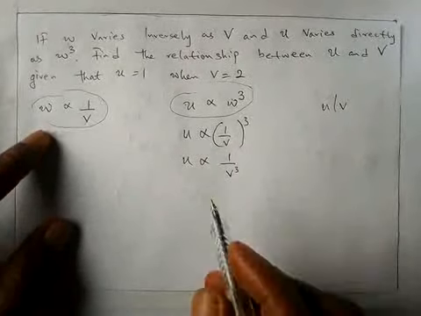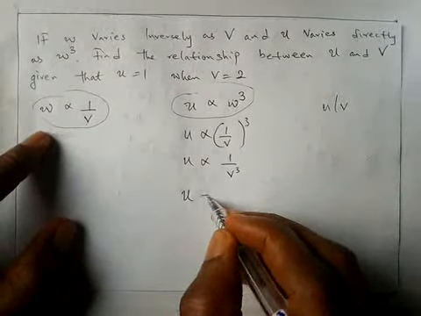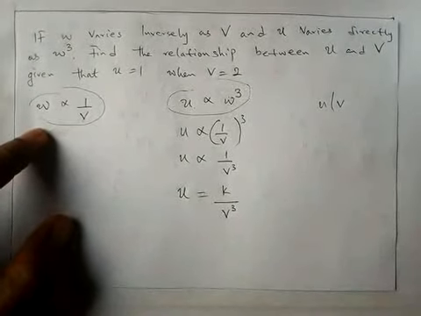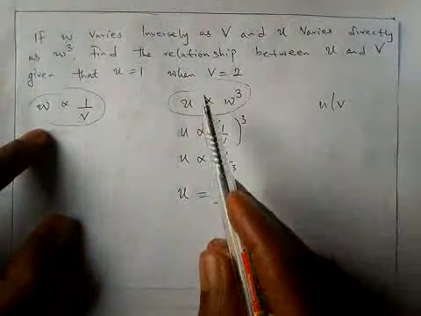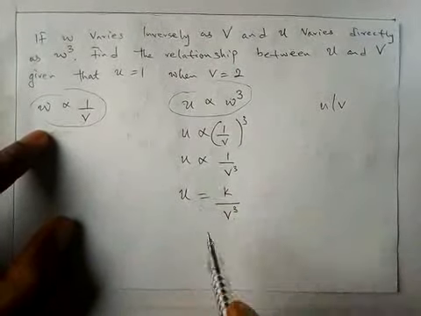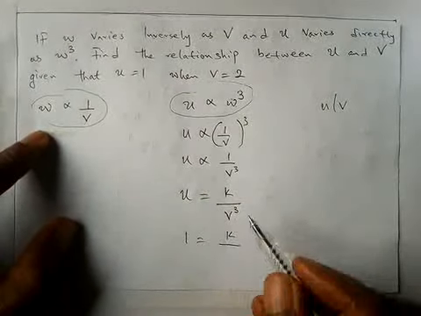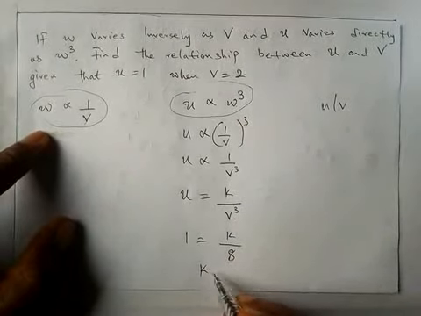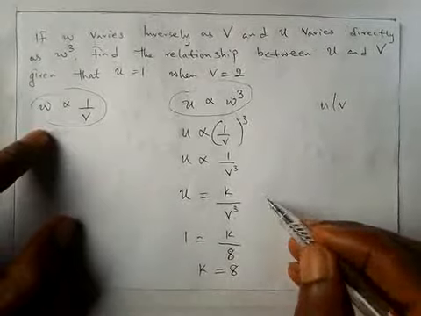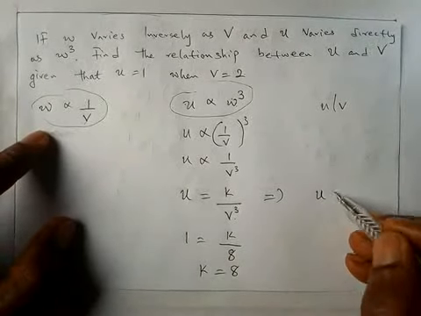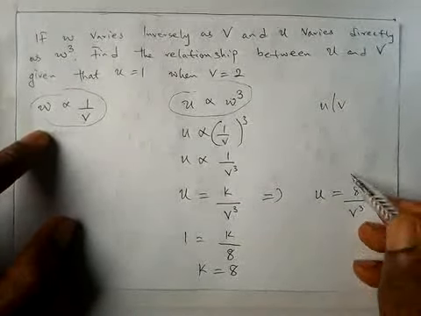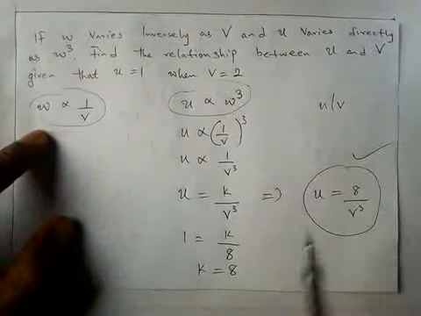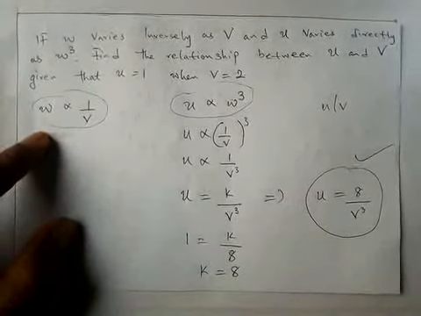Okay, now bringing your constant sign, u is equal to k over v raised to power 3. We want to get k when u is 1, v is 2. So when u is 1, put it here, 1 is equal to k over 2 raised to power 3, which is 8. So k is equal to 8. So the relationship is u is equal to 8 over v raised to power 3. That's the relationship. It says find the relationship between u and v. Okay, so that's the relationship.